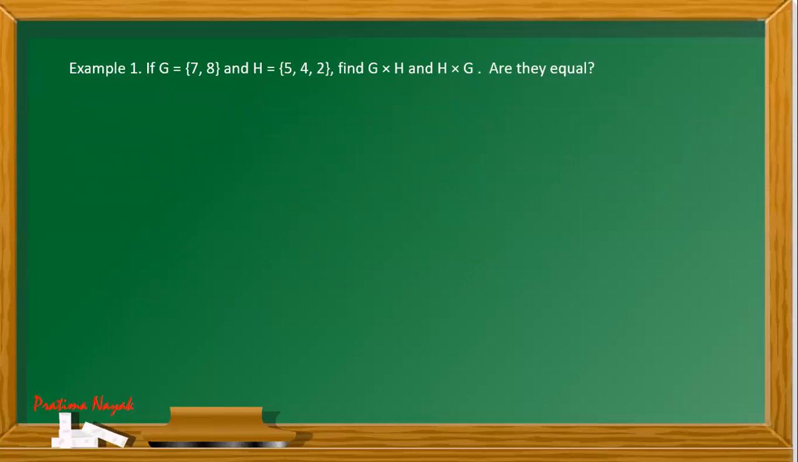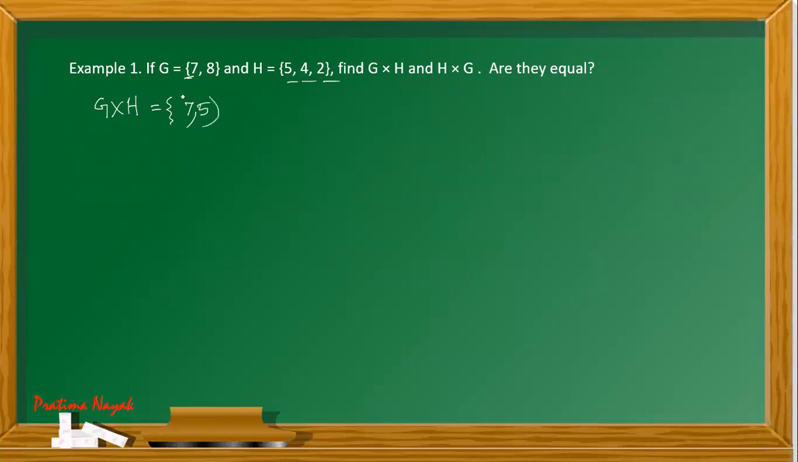Now let us go for an example. G is the set {7, 8}. H is the set {5, 4, 2}. Now find G cross H, the Cartesian product of G and H. So for the Cartesian product of G and H, I'll start the element from G. G will be the first element and the element of H will be the second one.